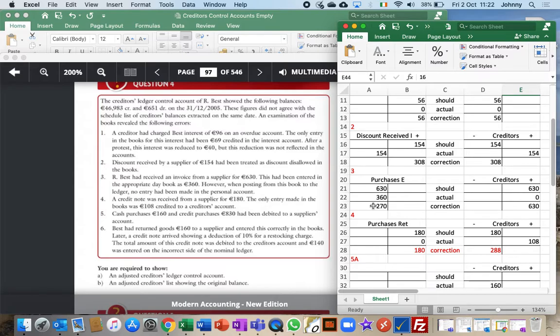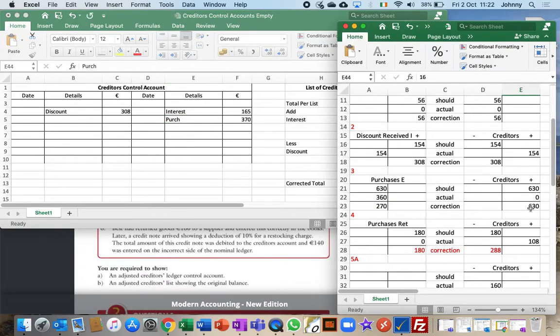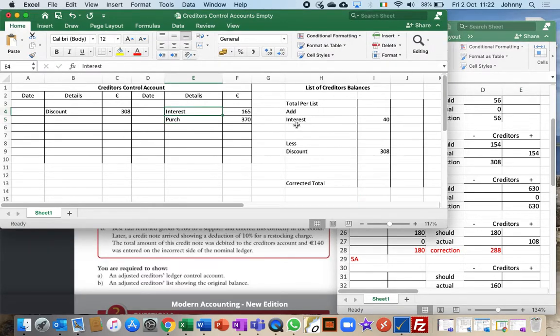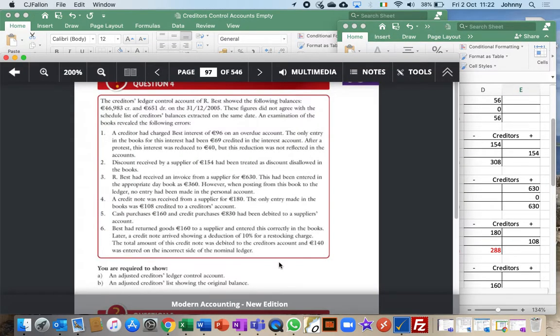Okay, so purchase is 270. So that's more purchases, which means more money is owed to my creditors. So I'm going to take that 270 and put it on the credit side of the control. So that's over here. And then in my list, I'm going to add 630 for purchases. Any questions? Stop me if you need me, yeah?